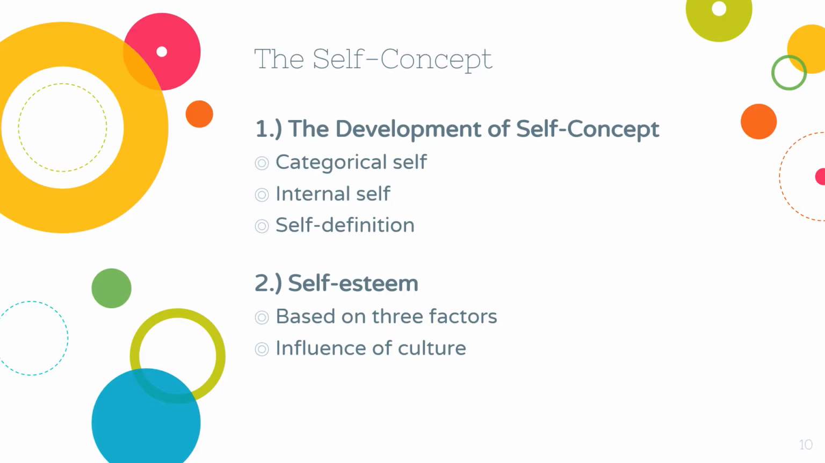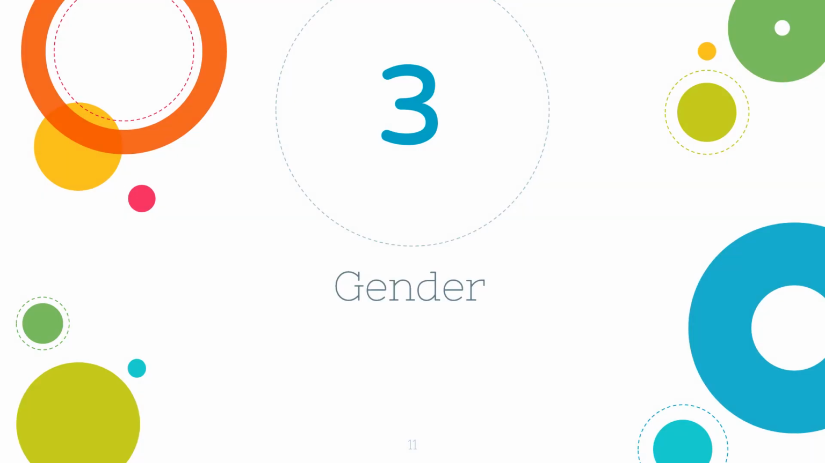Okay, so moving on to gender. Now, in most cultures, a person's gender plays an important role in defining his or her self-concept. Already at or even before birth, the first question usually is, is it a boy or a girl? Throughout our lives, we remain aware of ourselves as male or female. This also influences how others react towards us and how we act.